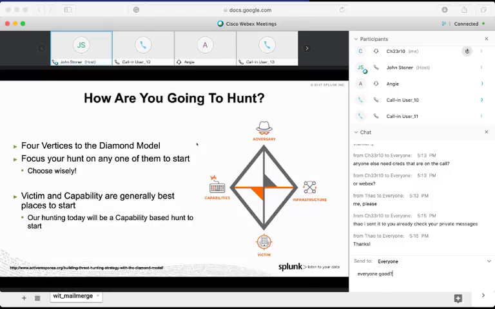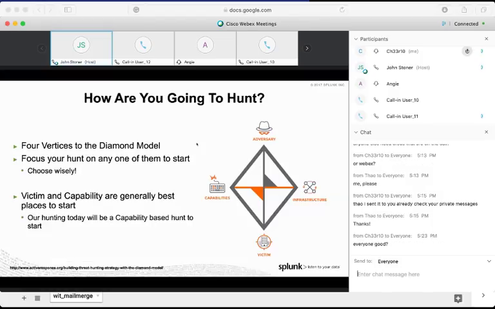So how are we going to hunt? If we take a look at the 4 vertices of the diamond model, we want to think about where we want to start. You can start from any of the 4 sides, and as we're hunting we want to start in one of these places and continually try to gain additional answers and insights across the other vertices. The toughest one to hunt from is the adversary perspective, and quite honestly, we're not really getting into attribution on our side. While we want to understand more about our adversary, we're not going to nail it down to exactly who it is.